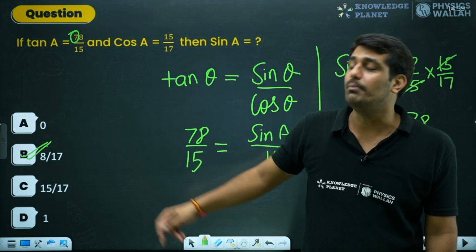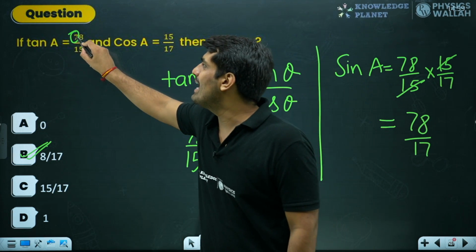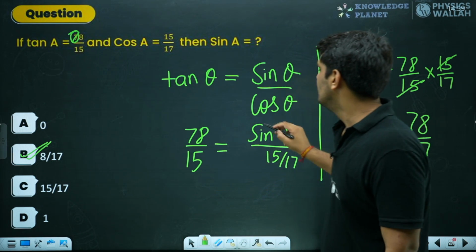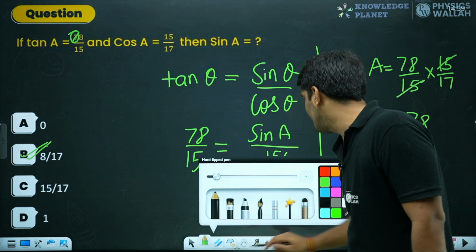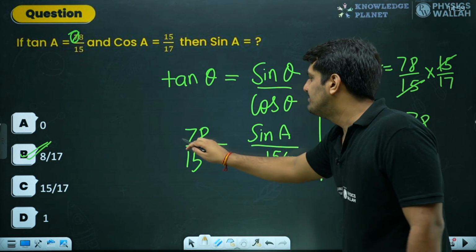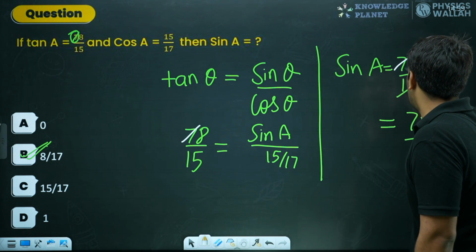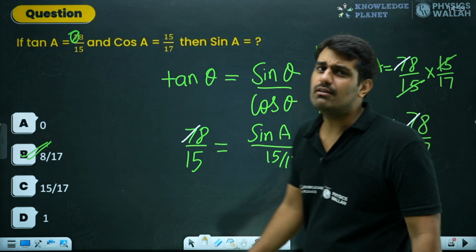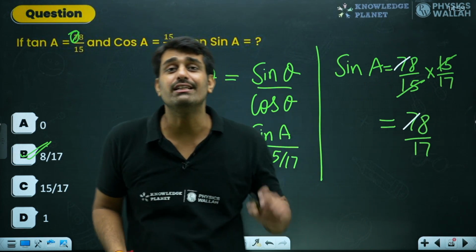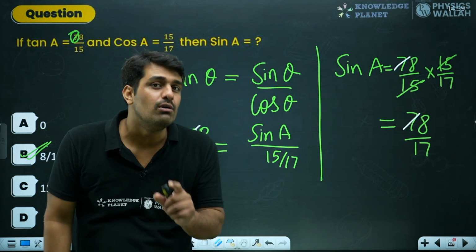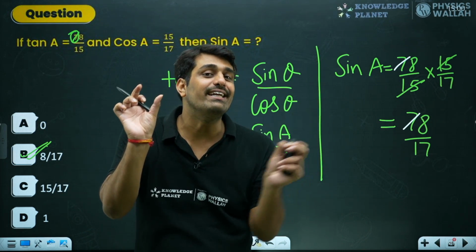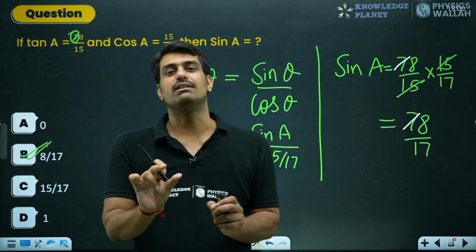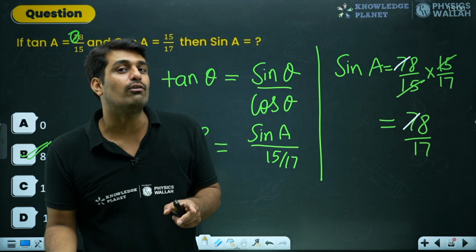The correct answer would be 8 by 17. This 7 has to be omitted from everywhere. It's a basic typing error, nothing more than that. So final answer 8 by 17. Very simple question. The concept was to make you sure that there is a relation between the three ratios, tan theta, sine theta and cos theta. If any two are given, you can always calculate the third side.